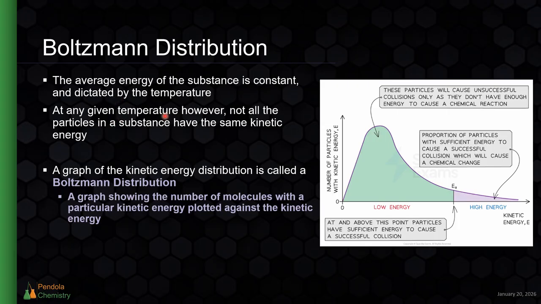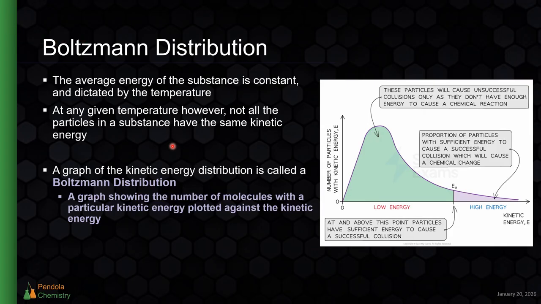But in reality, the kinetic energy of the individual particles is not all the same. Not all particles in a substance are going to have the same kinetic energy at a particular temperature. So let's say kinetic energy is 200 joules on average for 20 degrees Celsius. Not every particle is going to have 200 joules of energy. Some are going to have 400, some are going to have 80 joules of energy. And so that's where something called a Boltzmann distribution comes in.